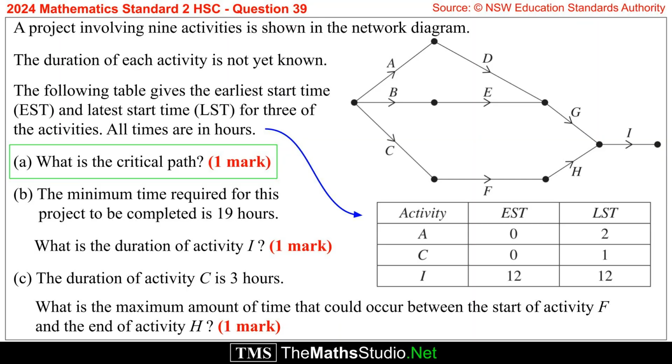Question 39. A project involving 9 activities is shown in the network diagram. The duration of each activity is not yet known. The following table gives the earliest start time, EST, and the latest start time, LST, for 3 of the activities. All times are in hours. Part A. What is the critical path?